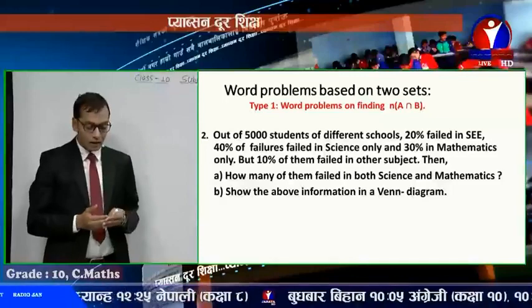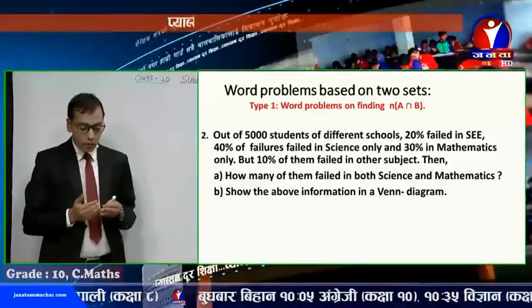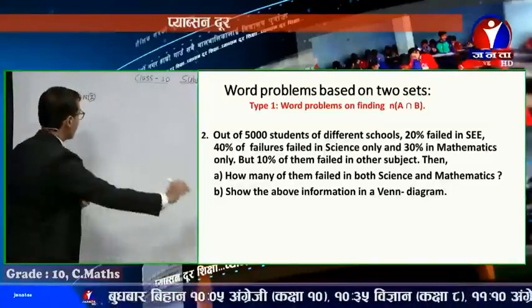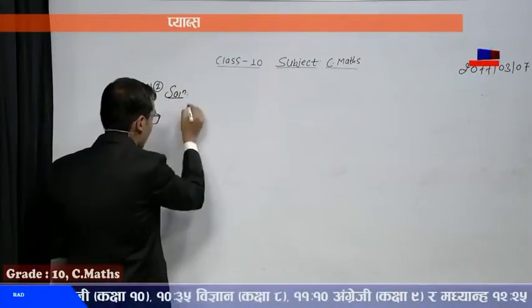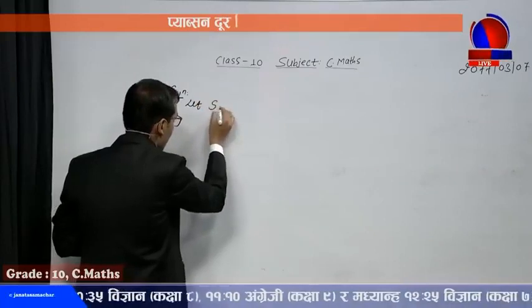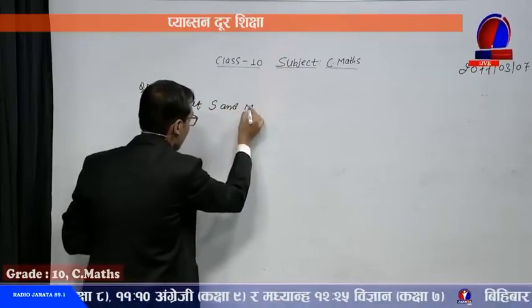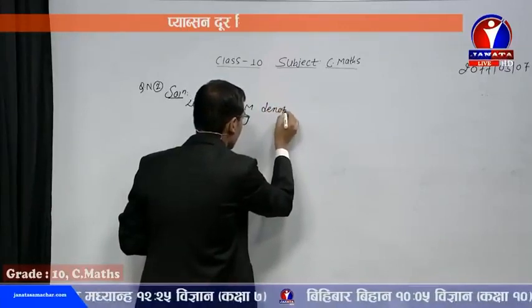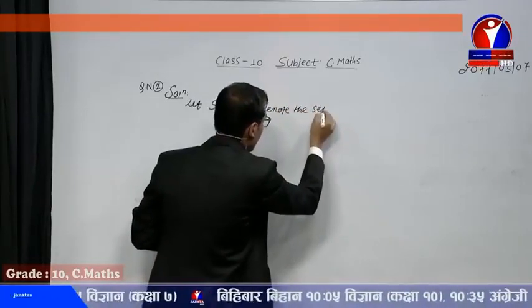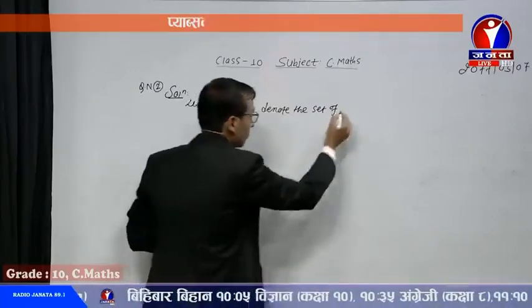Okay, so let's start this. The question talks about two subjects, science and math. So let S and M denote this set of students.